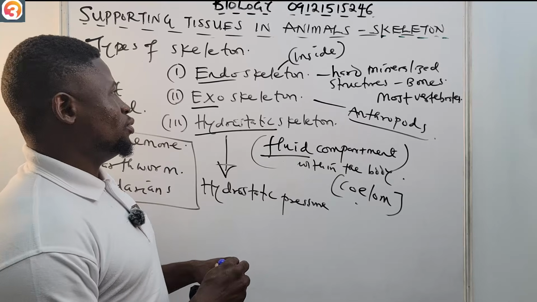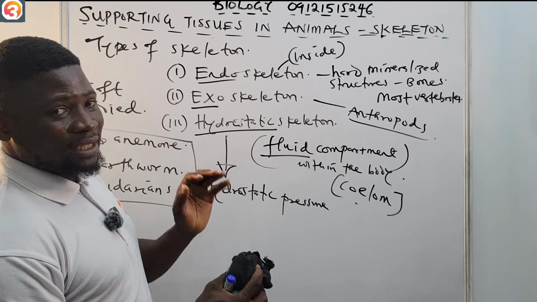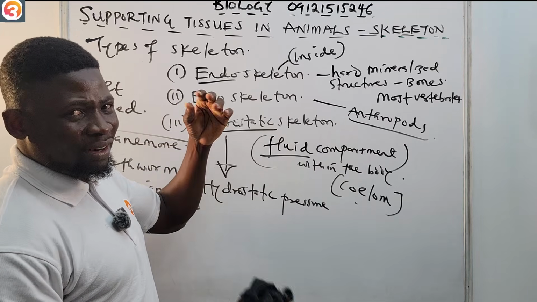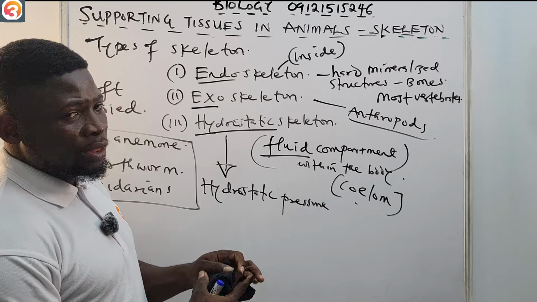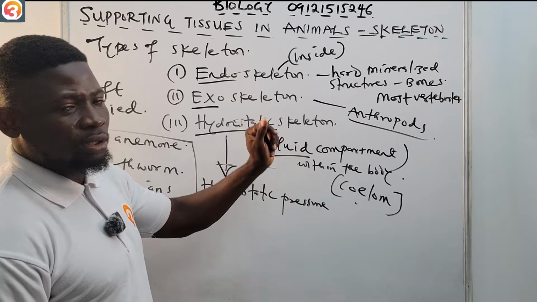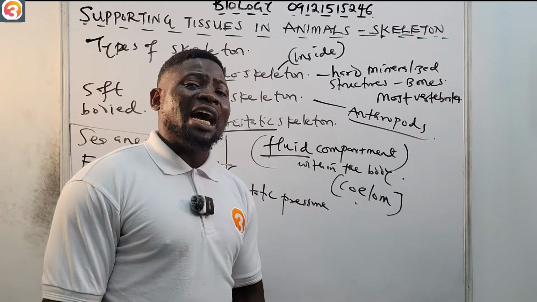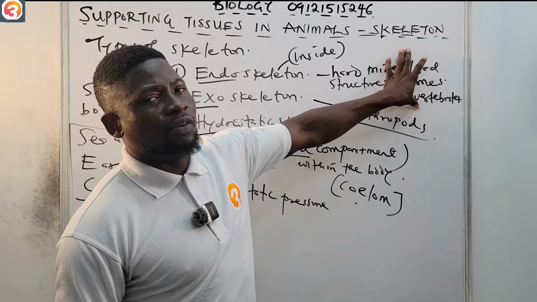So there are three types of skeleton. The endoskeleton is found inside the body of the organism, made up of hard mineralized structures. This type of skeleton usually has bones, and it is found in most vertebrates.